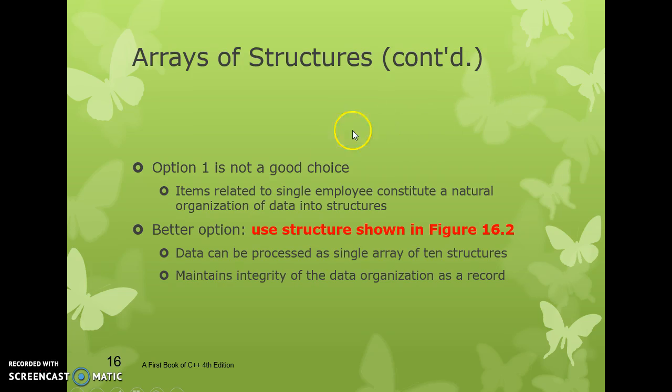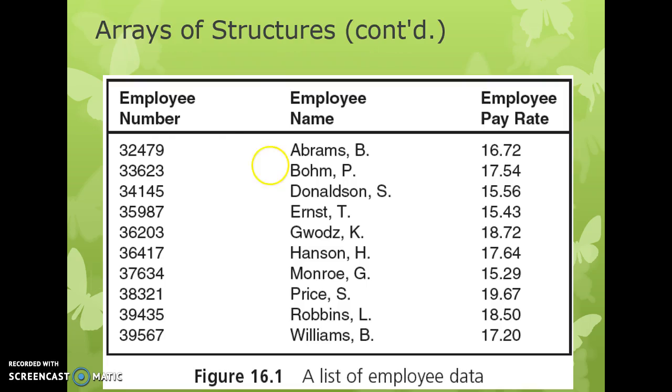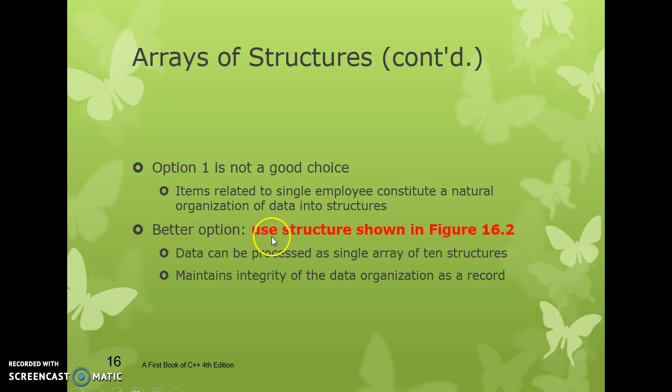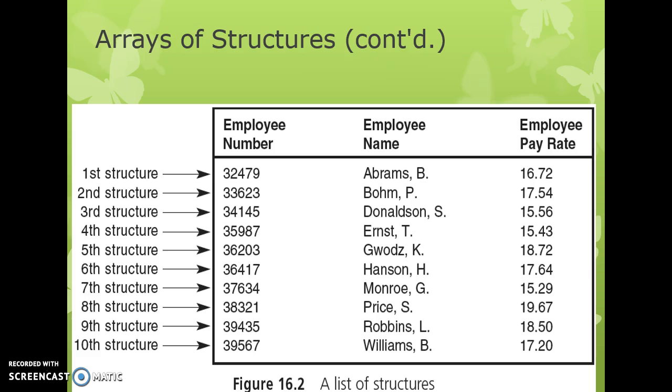Option number 1 is not a good choice because you cannot see the relationship between all the elements of the column. When you're talking about this kind of data, you want to see the relationship between each of the rows rather than looking at it column-wise. Then you have to use a structure, which is shown in figure 16.2, where you can process it as a single array of 10 structures. Therefore, it will maintain integrity and data organization as a record.